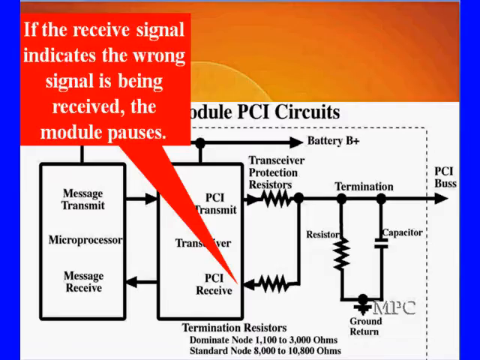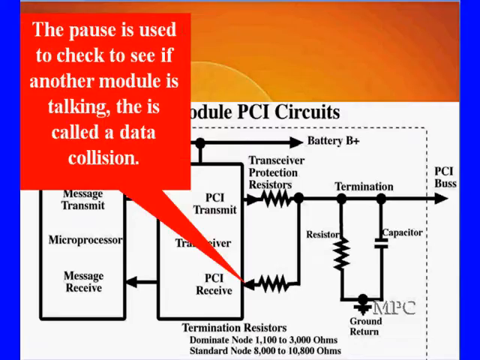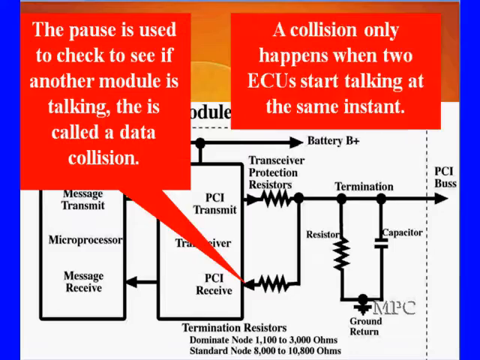Now, if it can't verify its own messages, if the received signal indicates the wrong signal is being sent, the module pauses for a while. This pause is used to check to see if another module is talking. If it is, this is called a data collision. A collision happens when 2 ECUs start talking at the same instant. Whatever happened, and it shouldn't, the priority system should minimize this. This is a very rare occurrence.